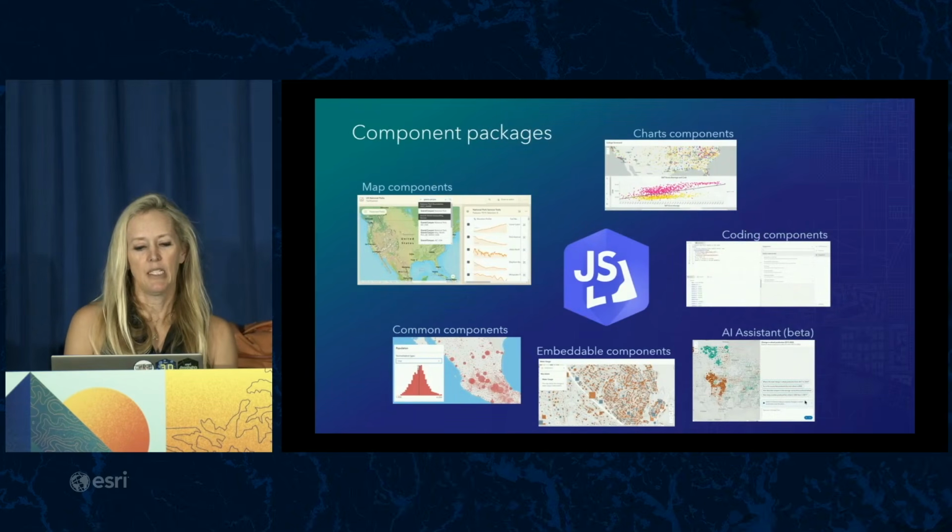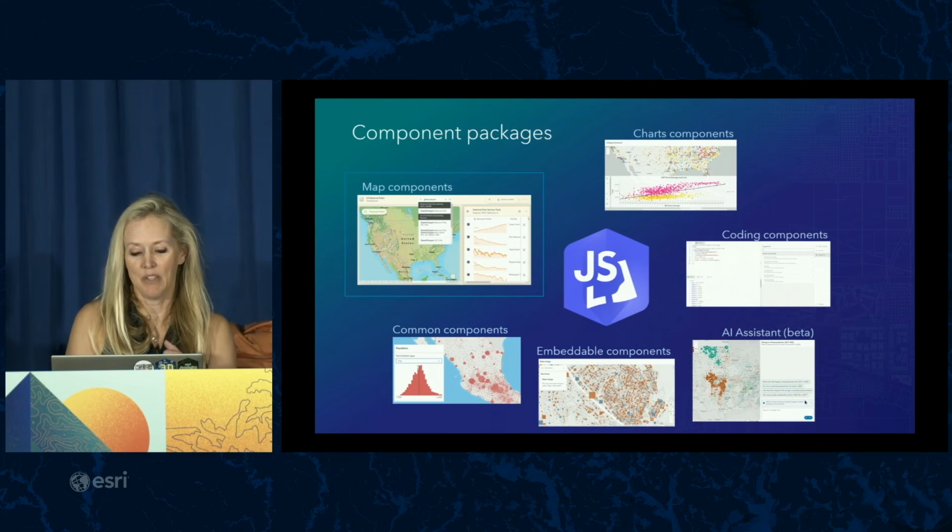This is just a look at the different component packages we have today. This slide is invalid every conference, it seems like, because we're constantly adding and bringing in more components that you can use in your application. Today we'll be primarily focused on the map components, but you also have charts, the coding components, the AI assistant, which is exciting for a lot of people.